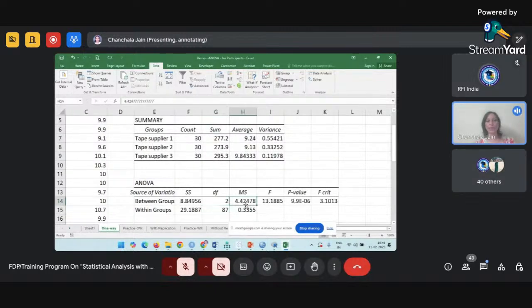Then mean sum of square comes like this. Sum of square will be divided by its respective degrees of freedom. That is 8.84956 divided by 2 will give you this. Similarly for this also, you can divide this SS by this DF, and you will get this MS. And then for getting the F value, you need to divide the between the group mean sum of square by its within the group mean sum of square, meaning 4.42478 divided by 0.3355. So you will get this F value, right?